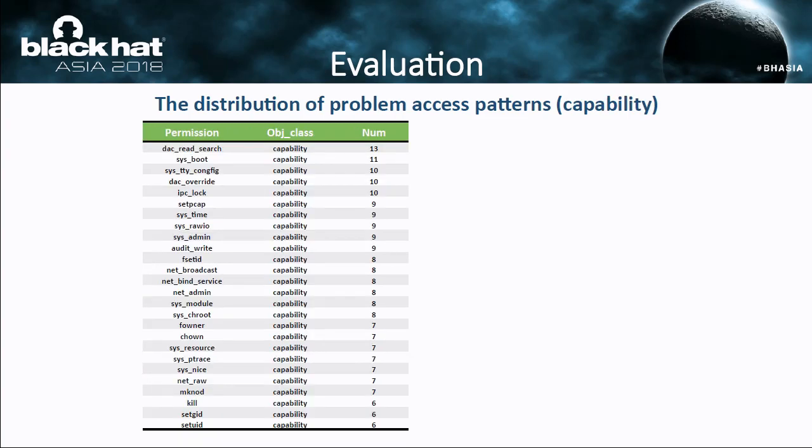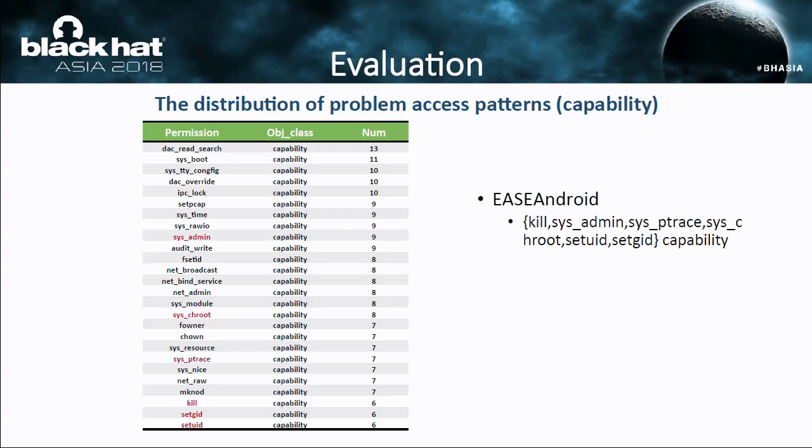Next, we focus on the capability, and we also compare our results with SEAndroid. SEAndroid reports 6 types of problem access patterns, such as kill, sysadmin, kill and sysadmin, sysptrace, and other types. All these types of vulnerable access patterns also appear in our results, and obviously we extend more problem access patterns with VSPMiner.